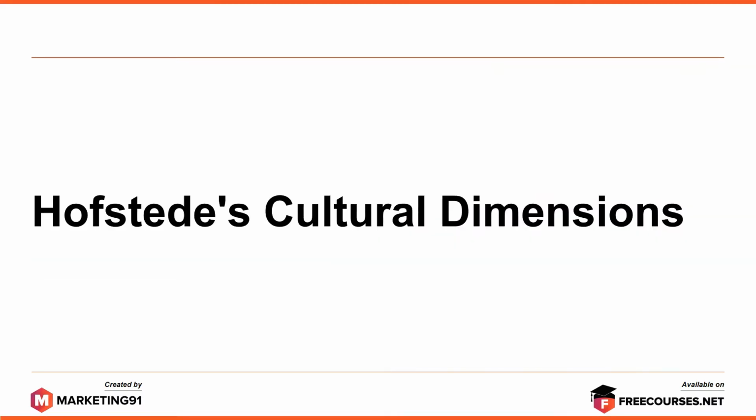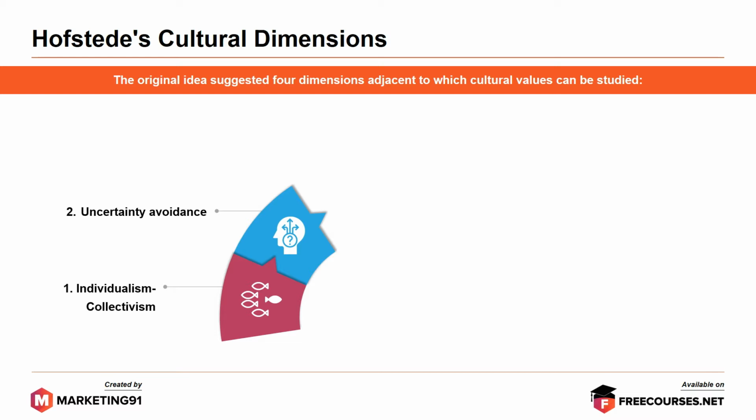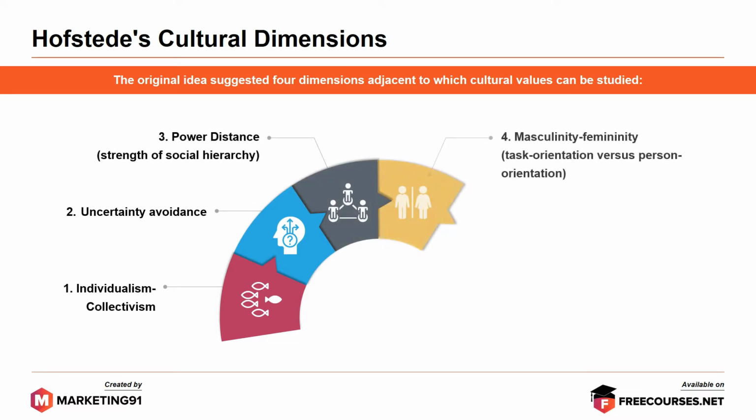Moving on to Hofstede's Cultural Dimensions. The original idea suggested 4 dimensions along which cultural values can be studied. First, individualism versus collectivism. Second, uncertainty avoidance. Third, power distance, as in the strength of social hierarchy. Fourth, masculinity versus femininity, that is task orientation versus person orientation.